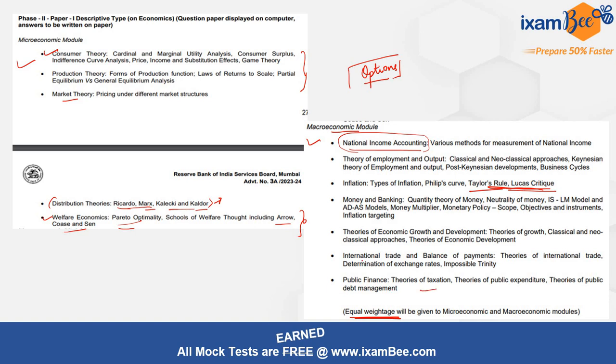Then public finance, international trade, theories of economic growth and development, questions have always been there in the exam from these topics. Just that you have to prepare public finance more from a theoretical point of view also. You should know the various theories of taxation, the theories of public expenditure as well, not just from the union budget point of view.